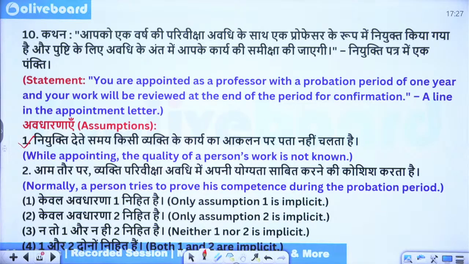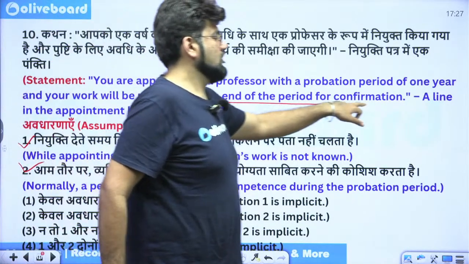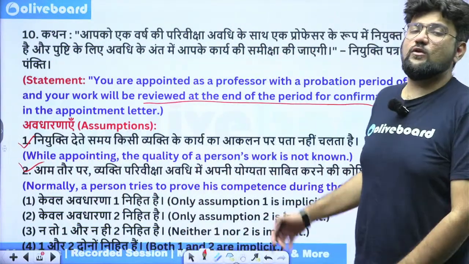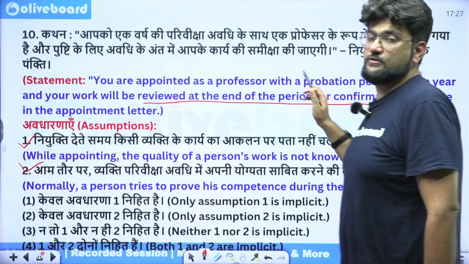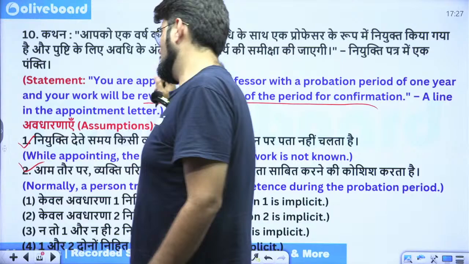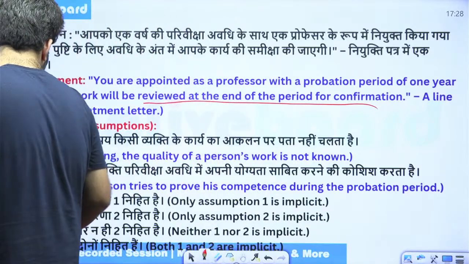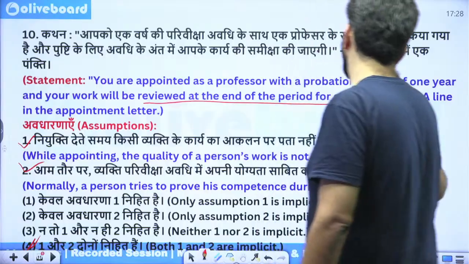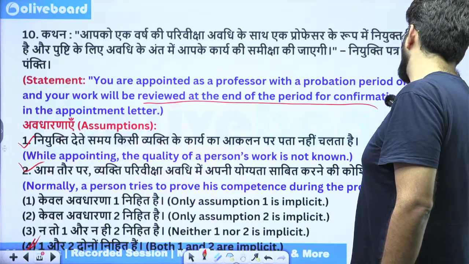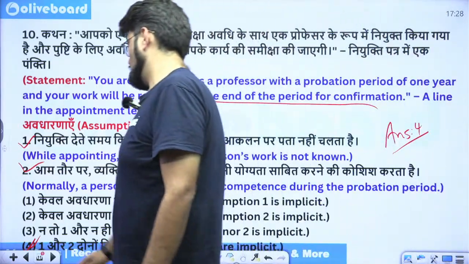Number 2, normally a person tries to prove his competence during the probation period. Of course, that is why you are going to review them at the end of the period, because if a person is really looking for a job and you are giving him a probation, he's going to be at his best. He's going to prove his mettle in this probation period. So both 1 and 2 are here. Option 4 is the answer. Okay, let's switch to statement course of actions.